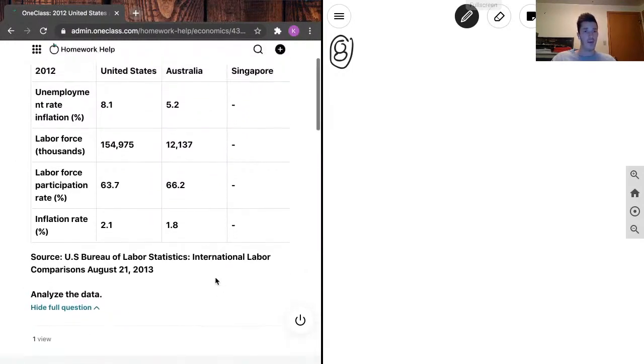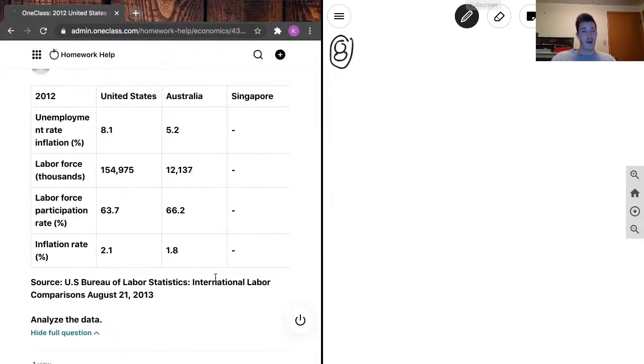Analyze the data. Okay. So we've got unemployment rate, inflation. So that's how much the unemployment rate grew this year. So it looks like it grew by 8% in the States and 5% in Australia. So the unemployment rate is going to be growing faster in the United States.